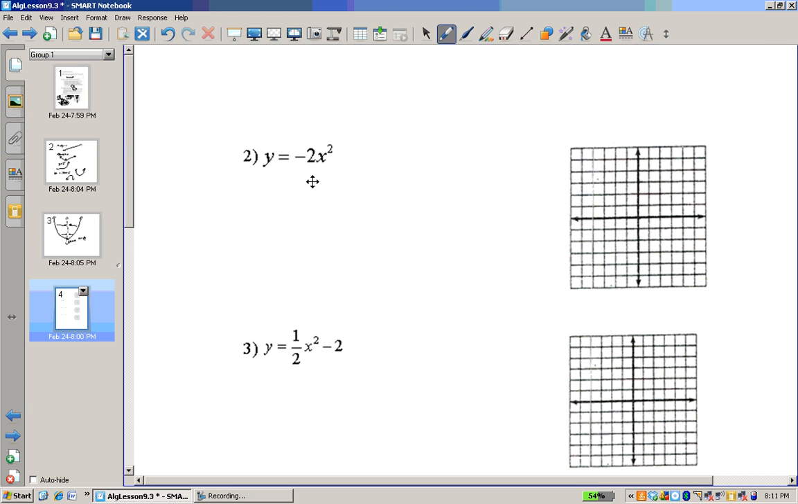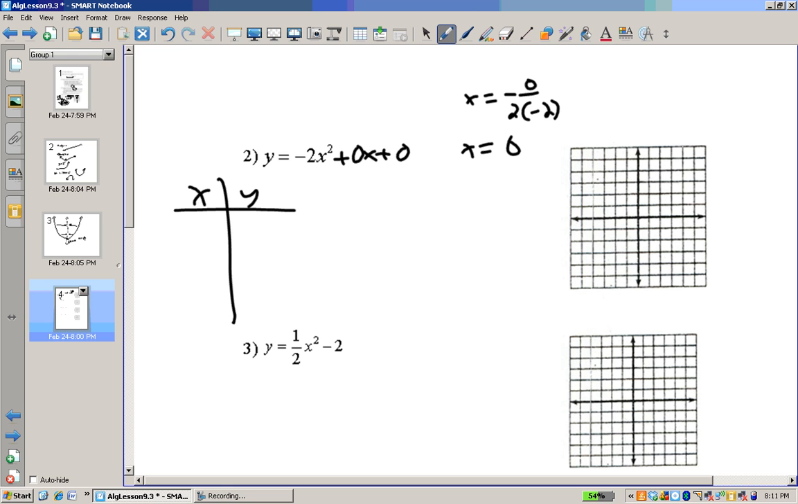Let's try again. We're going to expand it into standard form. X equals the opposite of b, which is 0, over 2 times a, which is negative 2. X equals 0 divided by anything is still 0. Well, 0 divided by 0 is undefined, but 0 divided by anything besides 0 is 0. And we're going to go ahead and center it there. Our vertex is centered at 0. I'm going to go up 1, up 2 from that point, down 1, down 2.